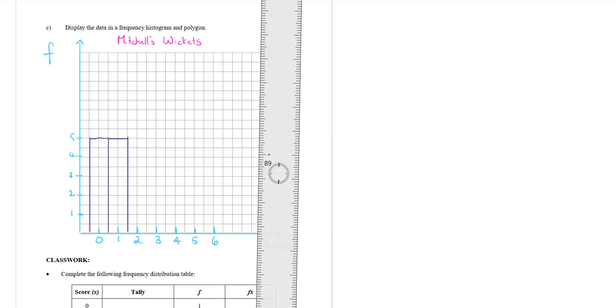Why is there no gap? It's just the type of graph that we're doing, because when we do a cumulative one of these, we can read off medians and things, so we need no gap in between. Okay, 2 had a frequency of 4.